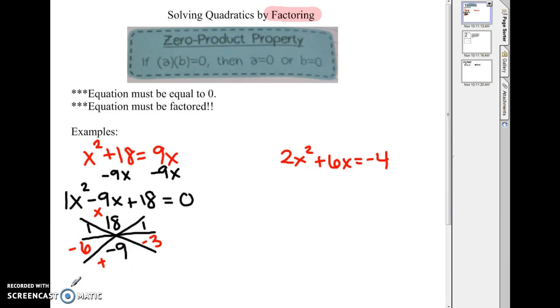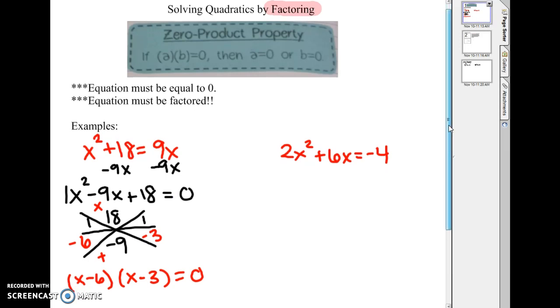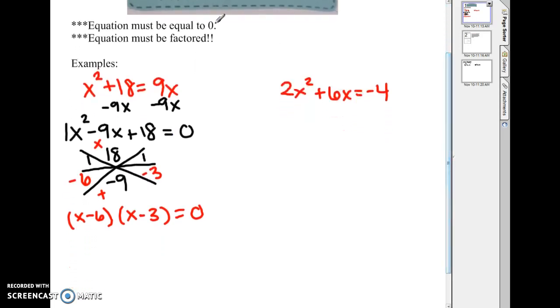Okay, so now I have 1x minus 6 times 1x minus 3, because I'm not able to reduce those, so the top part gets the x. So 1x minus 6, 1x minus 3. And bring down my equals 0. Okay, so now I'm ready to use the theorem.